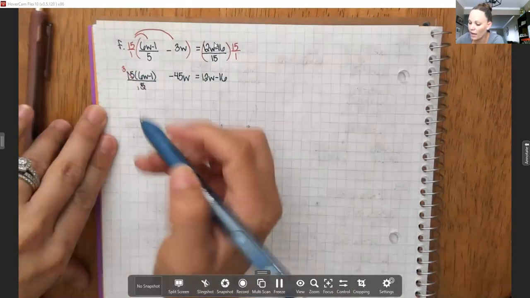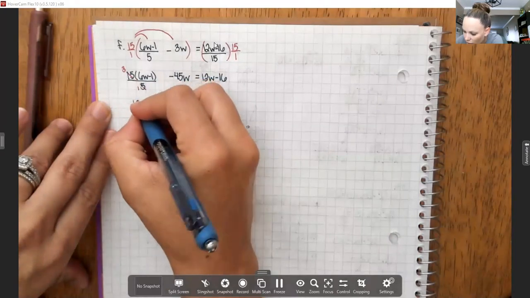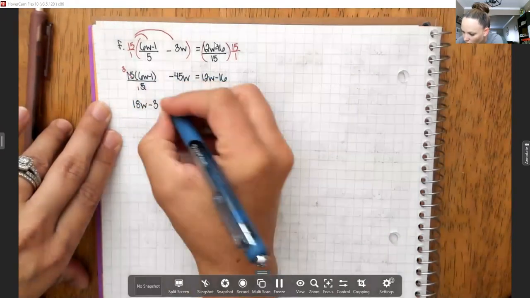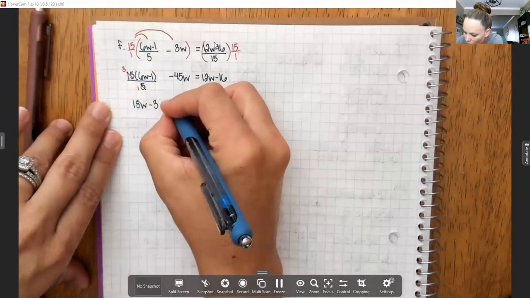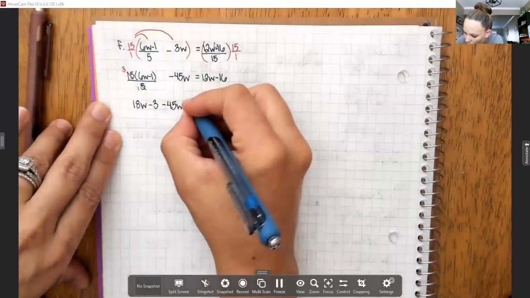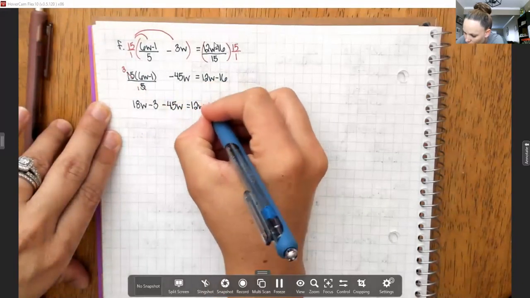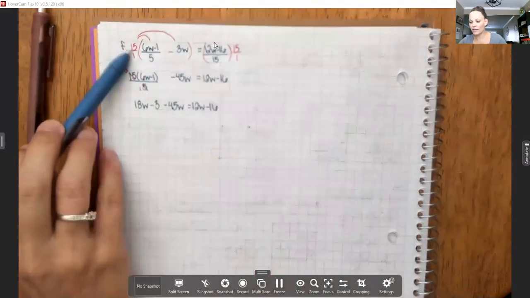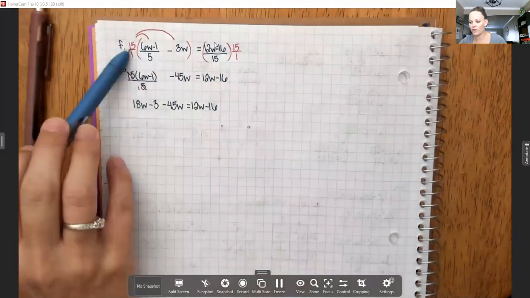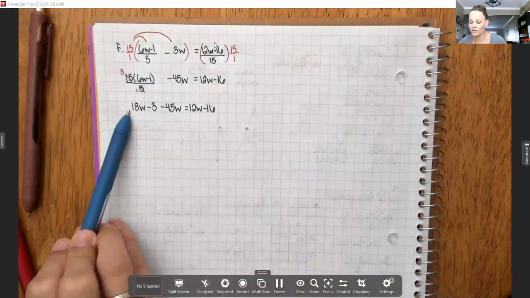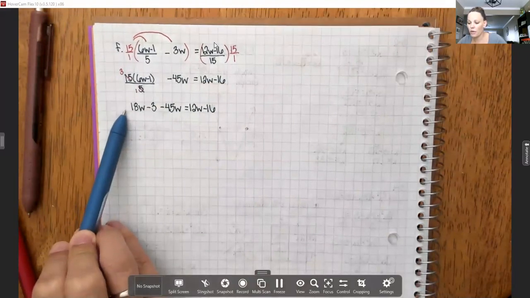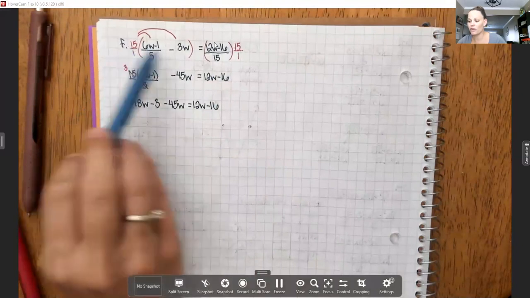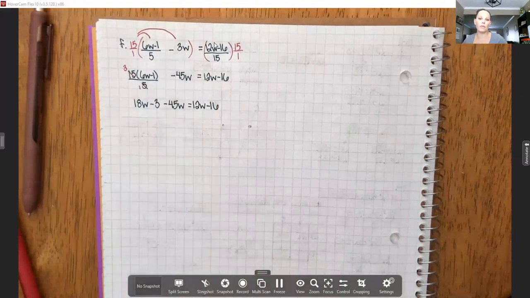So now we get 18w minus 3 minus 45w equals 12w minus 16. Some of you will see that this simplifies from this first step. 5 goes into 15 3 times, and you'll skip to here. But be careful with doing that because you still have to distribute the 15 to the 3w.